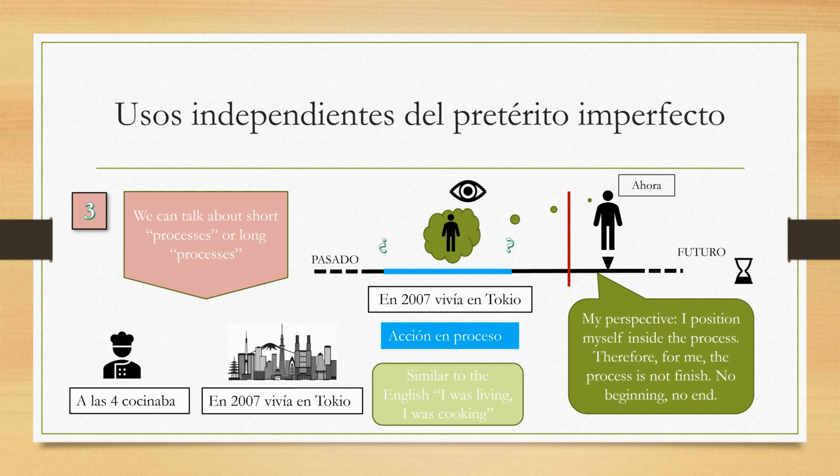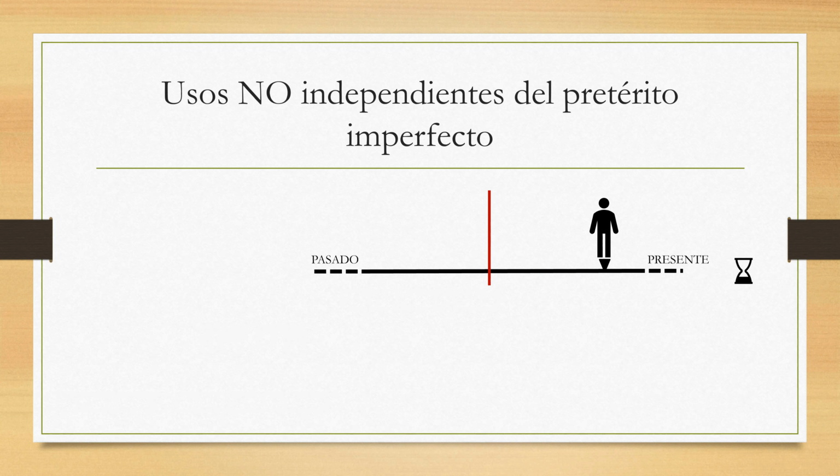Think about it that in English we are using for this past continuous. And in Spanish we do have past continuous to make emphasis. But this pretérito imperfecto is very close to past continuous in many occasions. Now let's take a look at the times when we use pretérito imperfecto as not independent, as a combination.